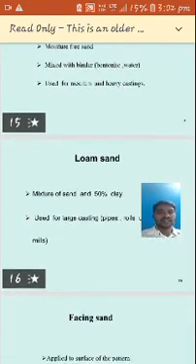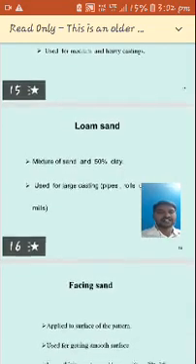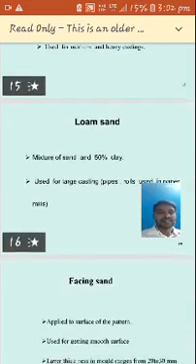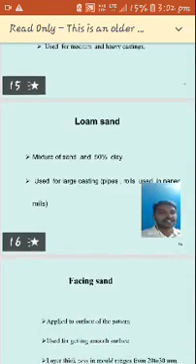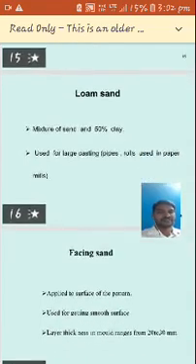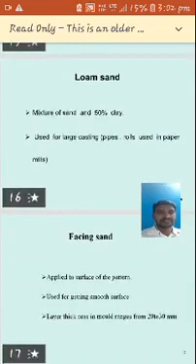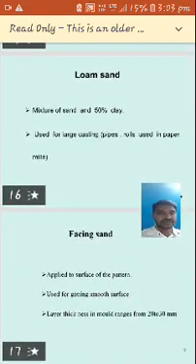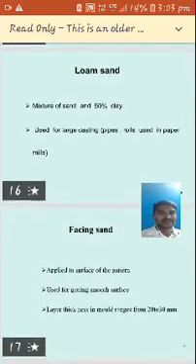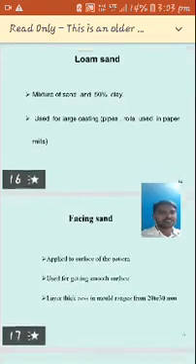Then loam sand. It is a mixture of sand and clay, that is 50% sand and 50% clay. This loam sand is used for large castings, such as pipes and rolls used in paper mills.